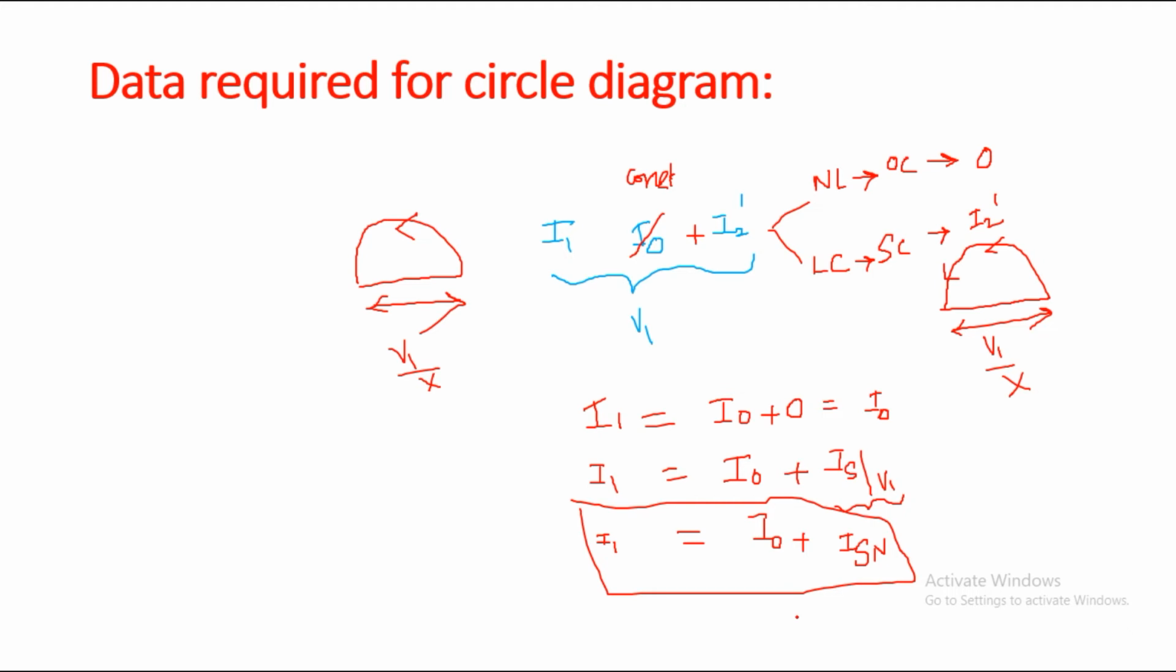So now for drawing the circle diagram, the actual data required is I0 and ISN. We need not do any separate test for obtaining I1, that is the line current. Simply by getting the values of I0 and ISN, we can get the value of line current I1 because it is the vector addition of these two current phasors.